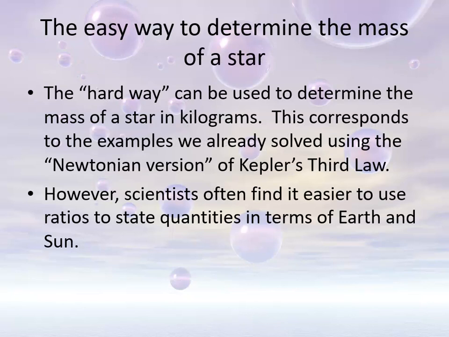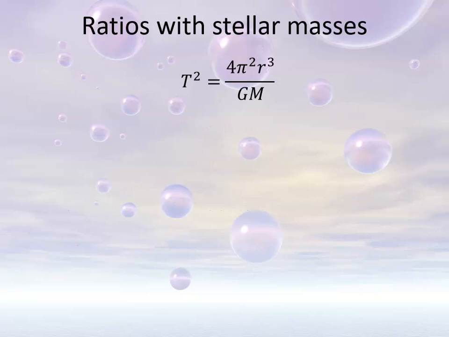So the hard way of determining the mass of a star involves using the full equation t squared equals 4 pi squared r cubed over G m and solving for the mass of the star by plugging in all the items in SI units. But a lot of times scientists find it a lot easier to use a ratio version of this. So we start from the initial equation and turn this into a ratio equation, first by turning it into a proportionality and saying, hey, period squared is proportional to r cubed over m, where r is the average orbital distance, i.e. the semi-major axis, often called lowercase a.